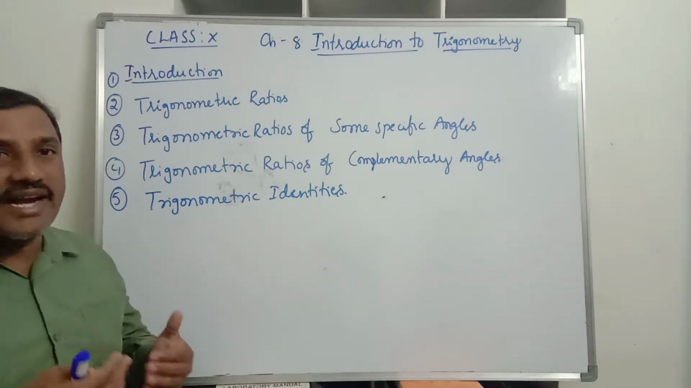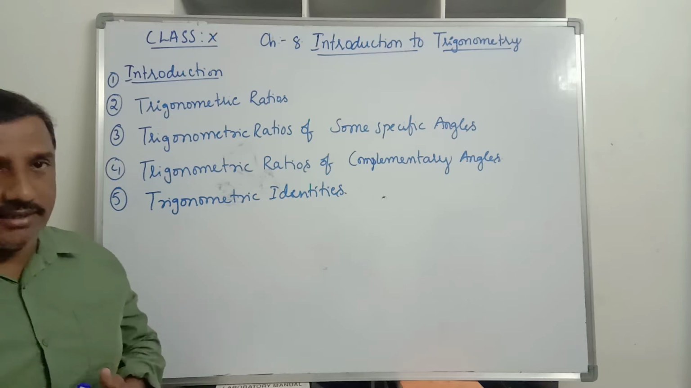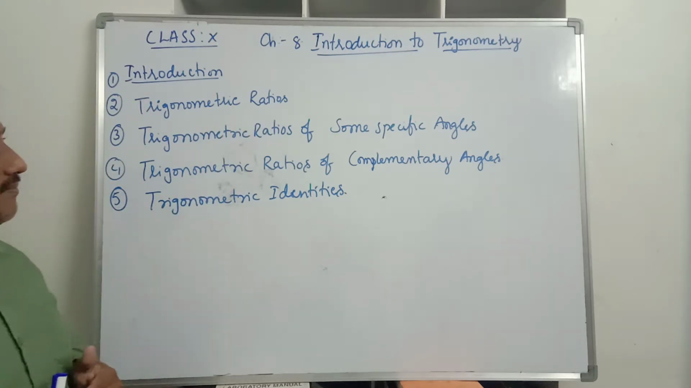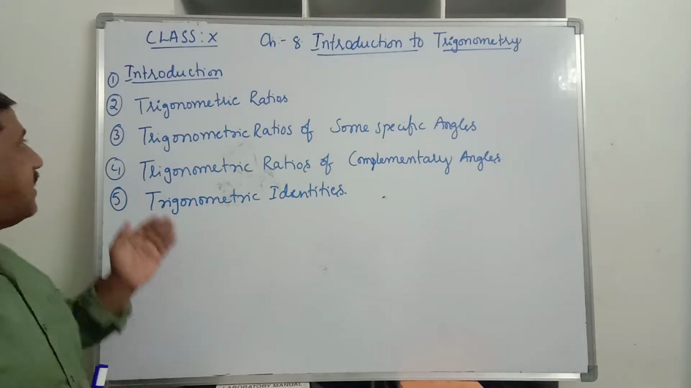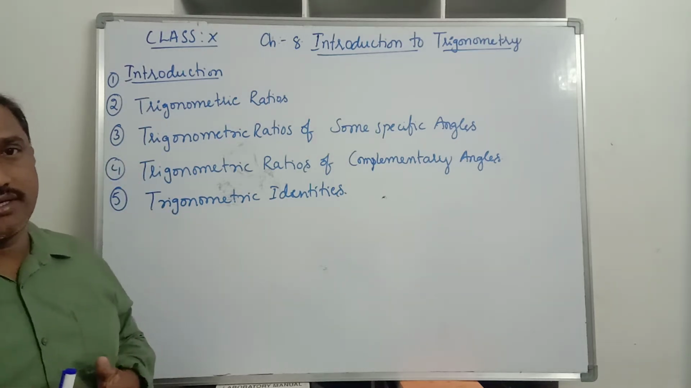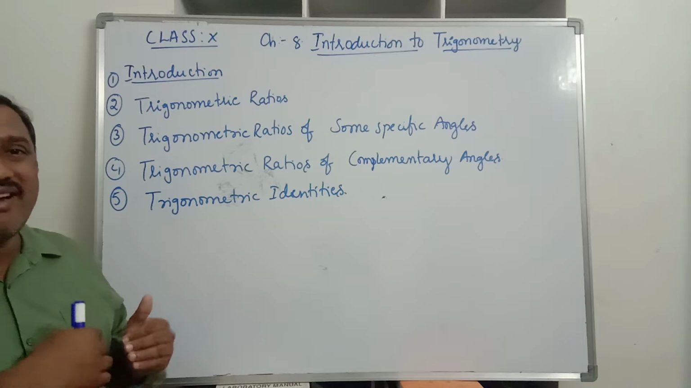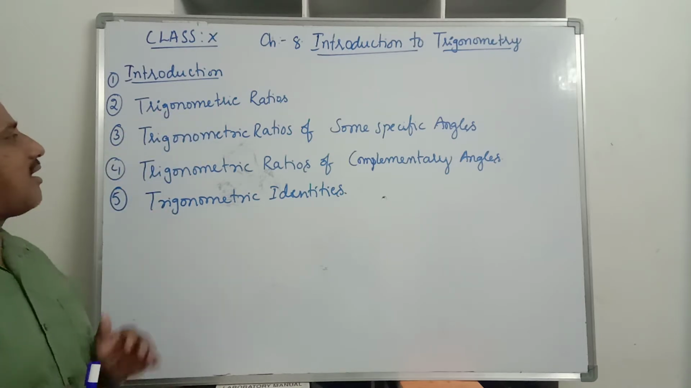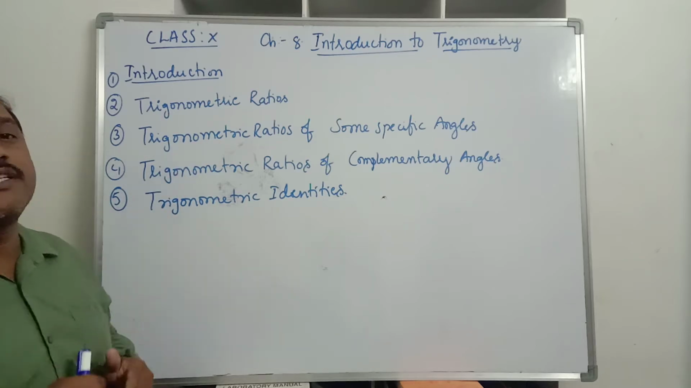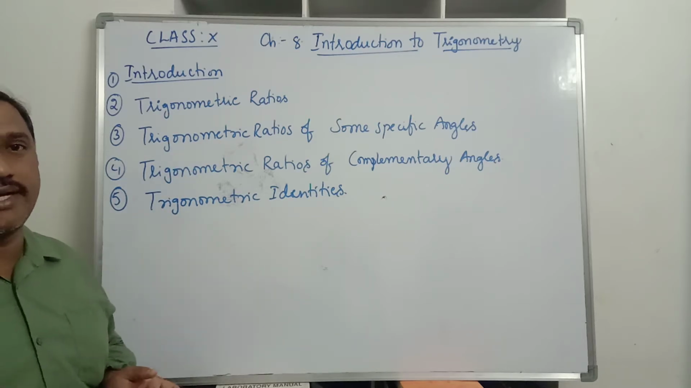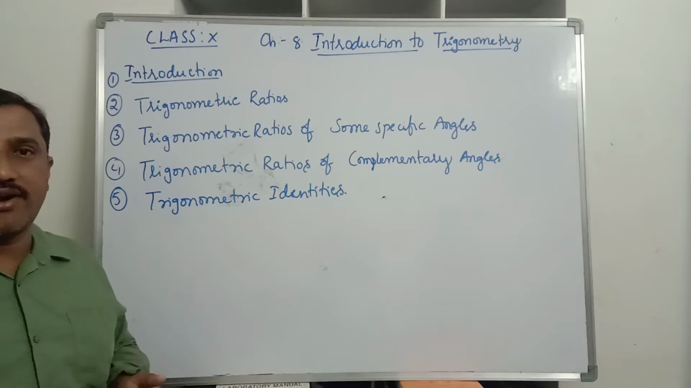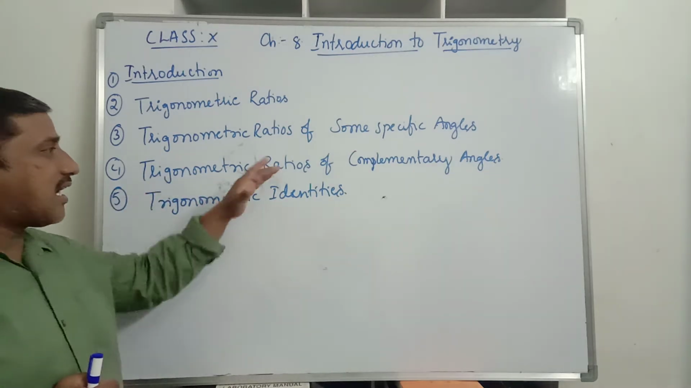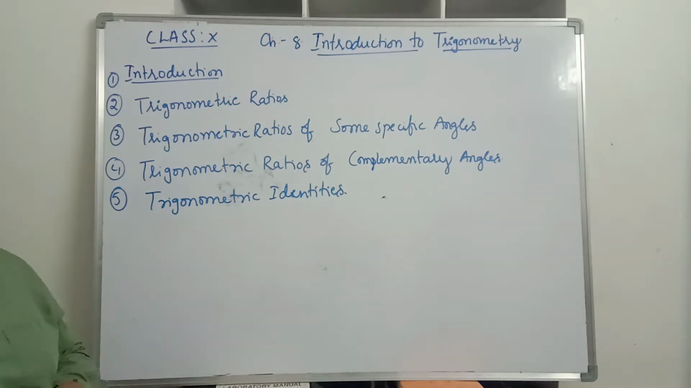What we are going to study in this chapter, that is in class 10. First we will study the introduction of the chapter, then trigonometric ratios. We have 6 ratios, and we will discuss trigonometric ratios in detail. Then trigonometric ratios of some specific angles like 0 degrees, 30 degrees, 45 degrees, 60 degrees and 90 degrees. Then trigonometric ratios of complementary angles.